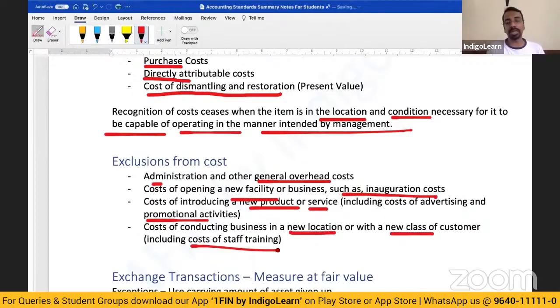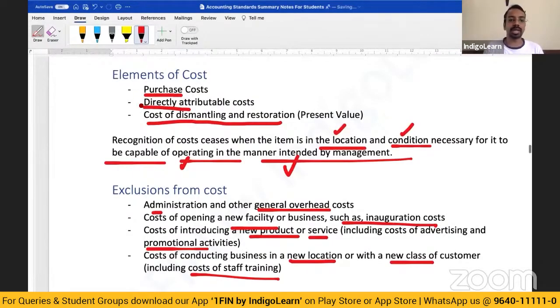Now, sometimes you get a question in the examination which says, a company purchased a land, it wanted to build a building on that land. Till the time the building was being built, that land was given as a parking lot on rent. Can that income be reduced from the cost of this fixed asset? No, you cannot. That is a separate activity. You will treat it as other income. You have to answer this question: is it necessary to bring that item to the location or to the condition necessary for it to be operated in the manner as intended by the management? If yes, then add that cost. Otherwise, don't add that cost. Right? So, very important: purchase cost, directly attributable cost, and cost of dismantling and restoration.